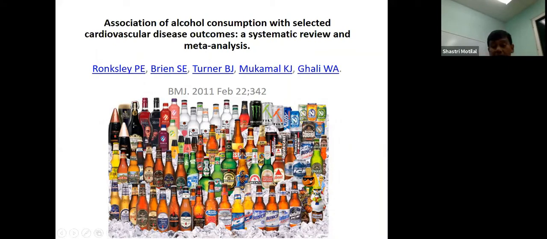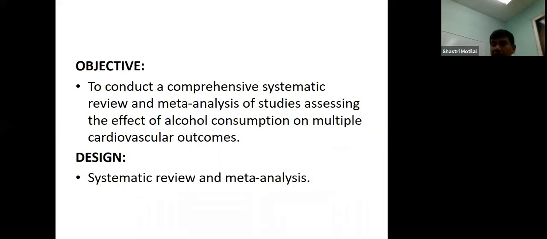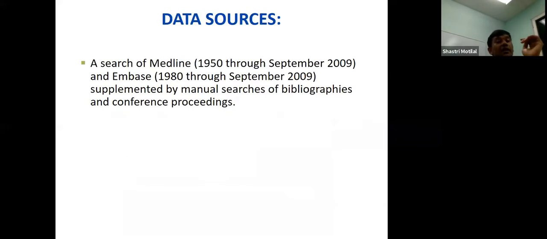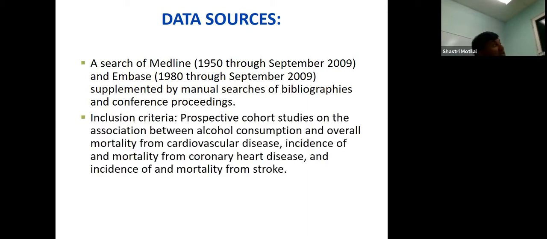So let me look at this, what they found. They set out to answer that question, right? Whether or not alcohol consumption influences cardiovascular disease. What they did, they searched the database. They looked at about 60 years, 1950 to 2009. And what they found, they included cohort studies, right?